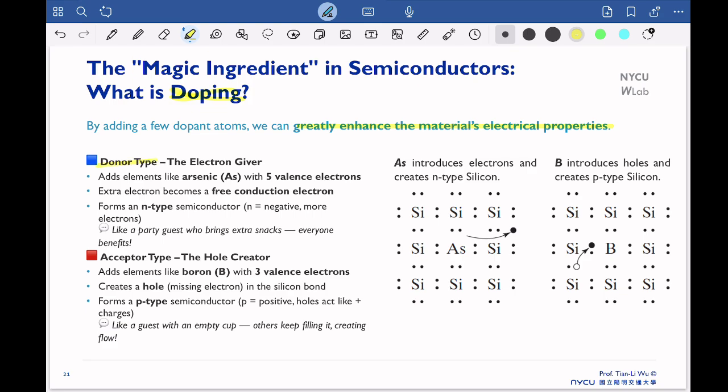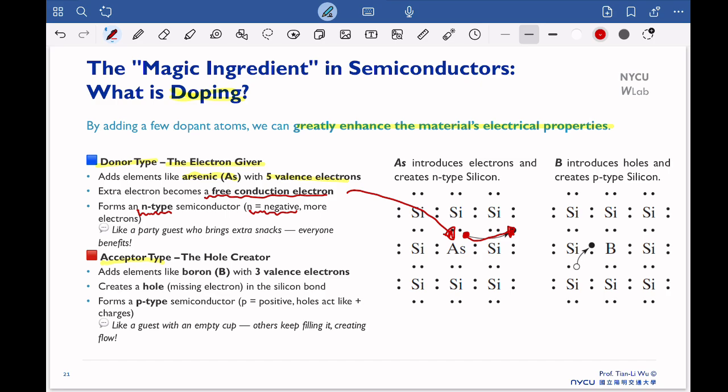We have two types of doping. One we call the donor, one we call the acceptor. The donor is just like an electron giver. Imagine in silicon material, silicon is group 4, and you put in one group 5 species, for example arsenic. Arsenic has 5 electrons in the outer shell, so this additional one will become a free electron here. Now this material is getting more and more negative electrons. So that's what we call an N-type semiconductor, and N here means negative.